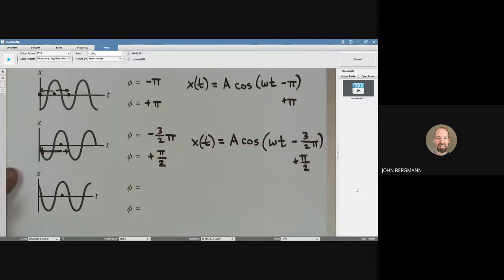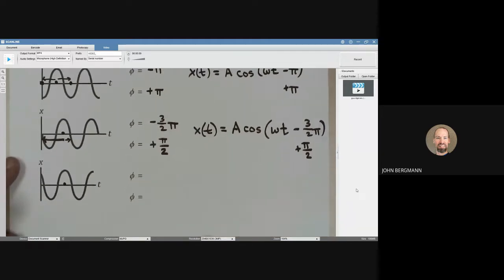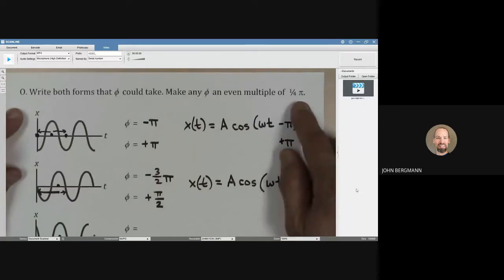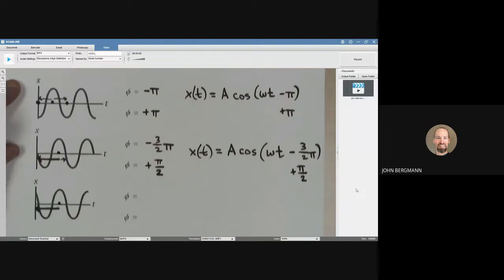All right, one more. This one, we're going to have to slice the fraction a little bit thinner here, I think. Here, we start with Bessie underneath the first positive maximum, and we would need to scoot her all the way over to there. And so what would that be? That wouldn't quite be 2 pi, would it? Does it give us a hint in the problem right here at the top of the screen? Make any phi an even multiple of 1/4 pi.